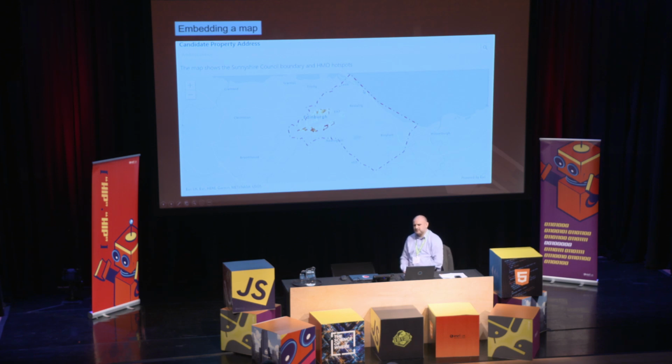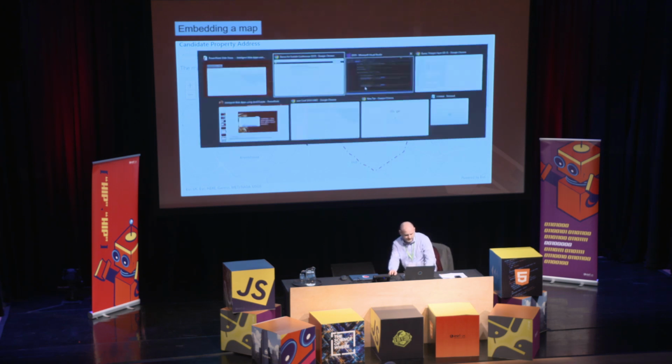But wouldn't it also be useful to present to your users not only the boundary of the council within your form, but also something to indicate the likelihood of their HMO being approved or not? Again, the ArcGIS platform makes this relatively simple to do. So let me just look at how you would do that.